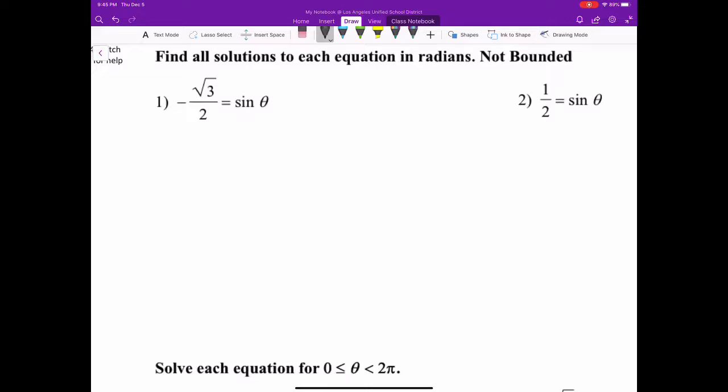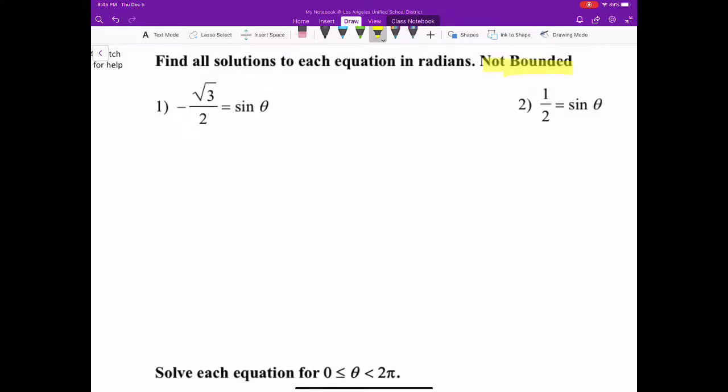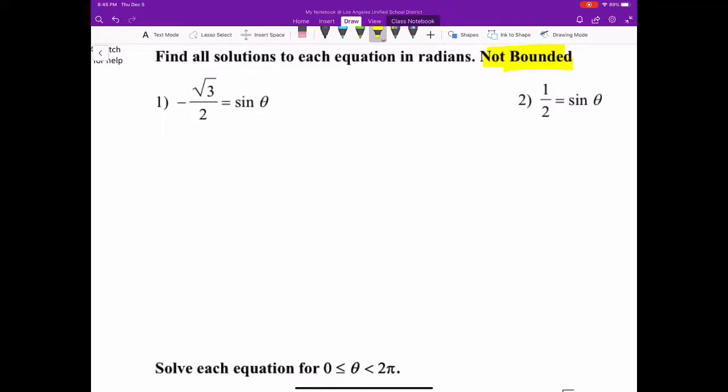So find all the solutions to each equation in radians. This is unbounded, so that means we're going to look at from negative infinity to infinity. So we're going to look at our 2nπ version. So my first triangle, I see its sine is negative. And if it's negative, we want to figure out in what quadrant sine is negative. And sine is All Students Take Calculus. We're positive on top, but we're going to be negative on the bottom. So let's go draw my triangle.